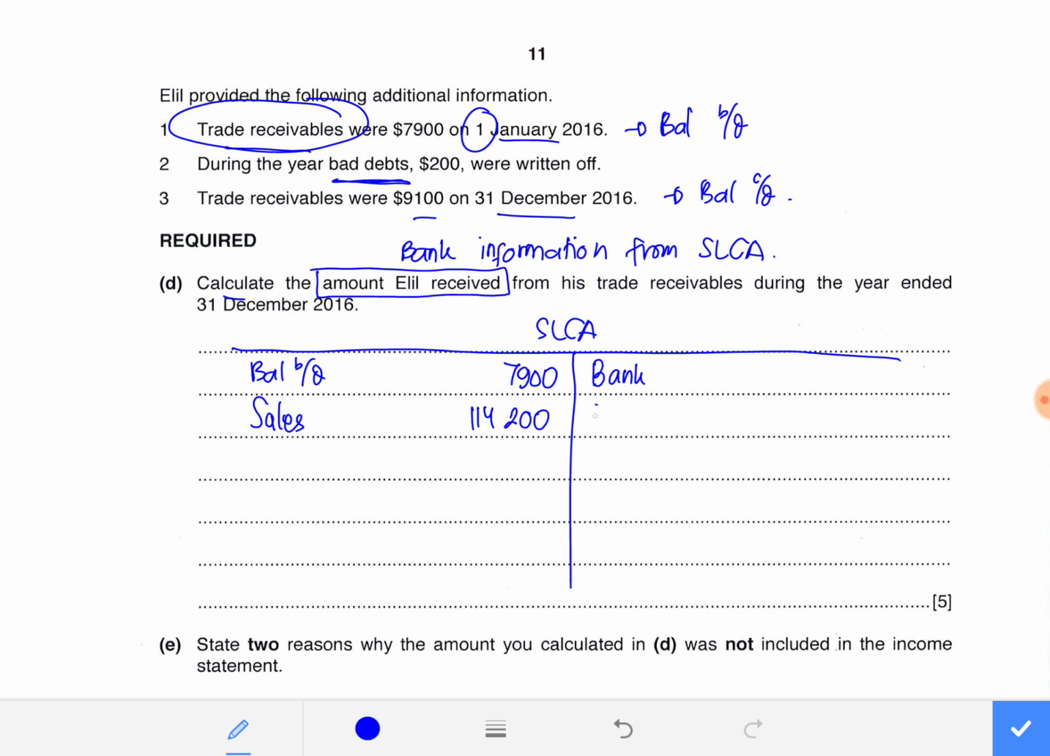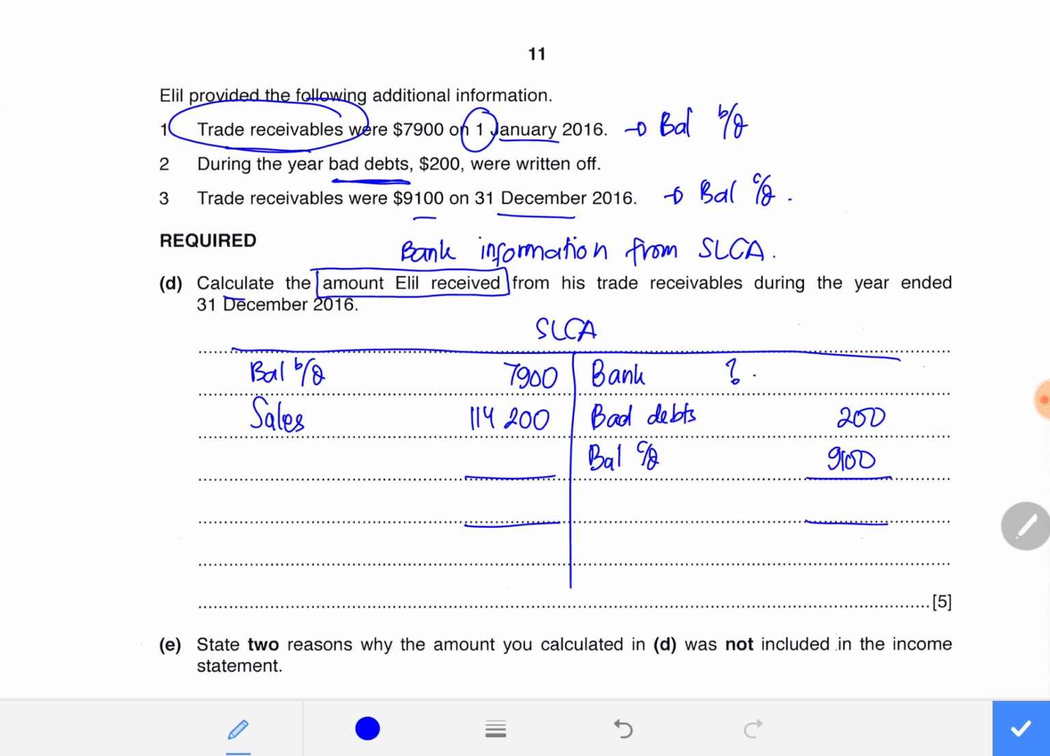Because there's no discount allowed and sales return. But you have bad debts, and bad debts in SLCA will be posted in the credit side. You have bad debts of 200, and then you have a balance CD at the end, which is 9,100. Now, question mark for bank. How do you find your bank? Simple.